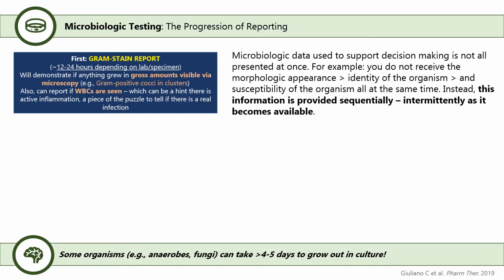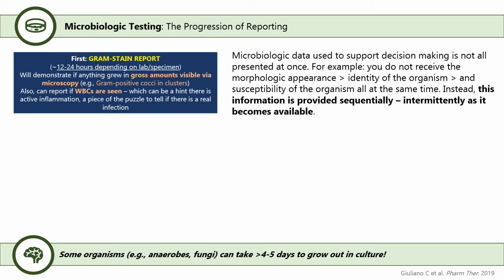Now we should talk about some important concepts in microbiologic testing for infectious diseases. We use microbiologic testing to help us determine, if possible, what specific pathogen might be at play in a particular case. However, it's not as simple as simply ordering a test and receiving an identification and susceptibility result. Instead, results are reported in a cascading fashion. What this looks like in real life is first, the gram stain.